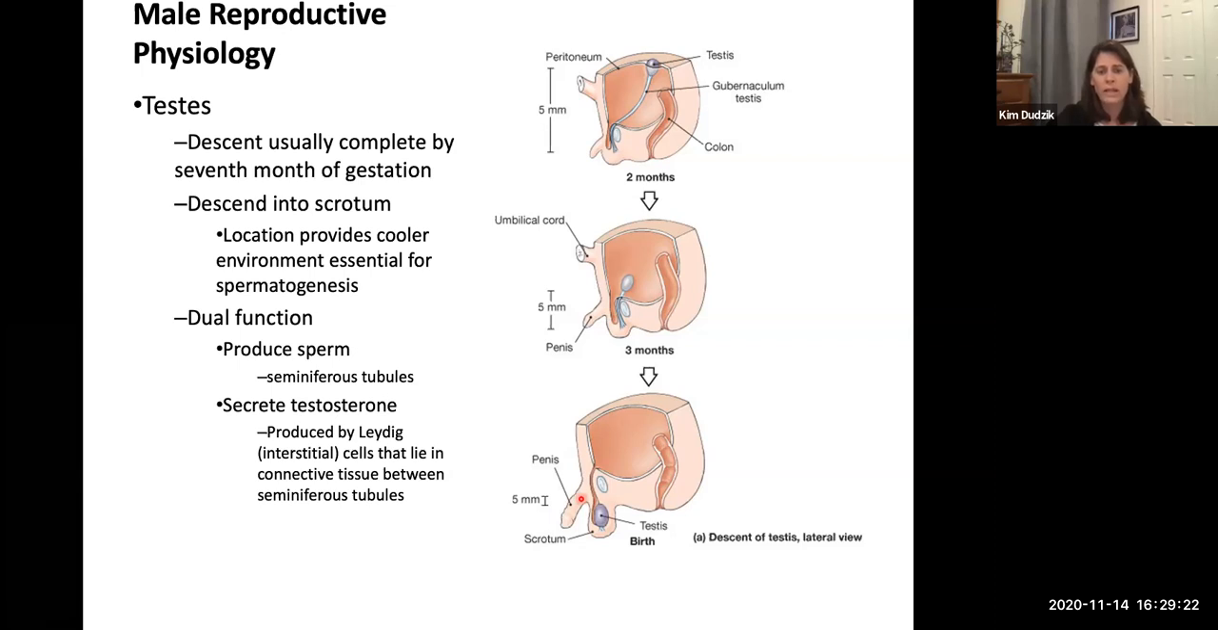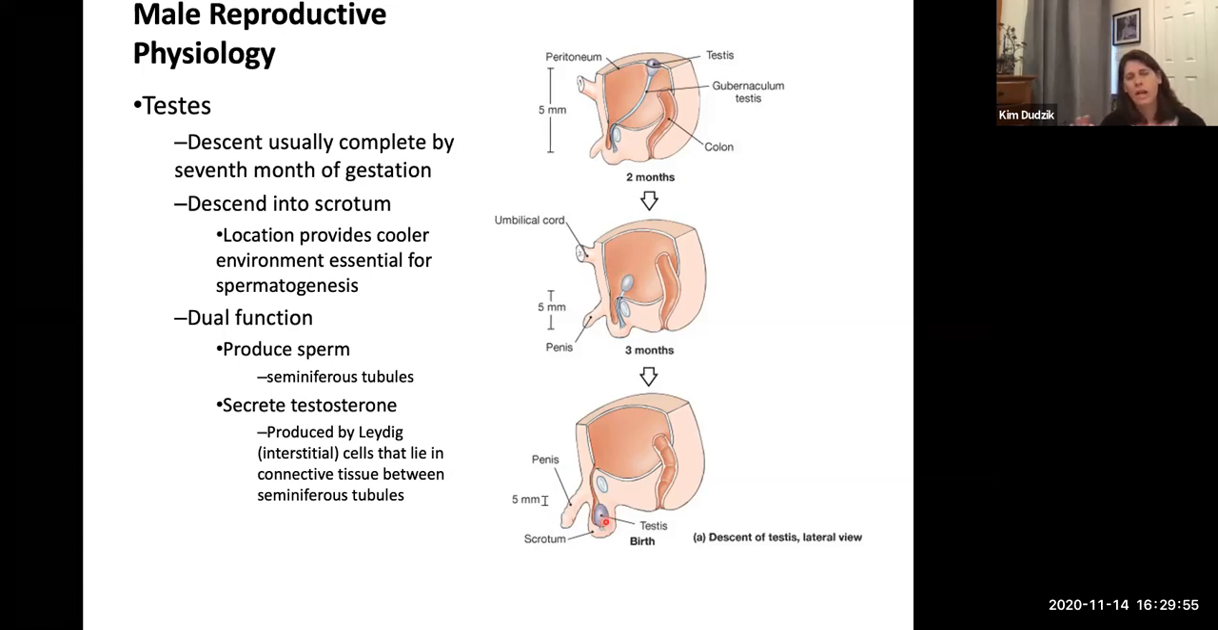What I want to get at then is the function of the testes. Their function is to produce sperm. We're going to look inside of the testes in just a minute and see coils and coils and coils of tubes in there where the sperm develop. And then they're also to produce testosterone. This is the main organ in males that will produce testosterone. There are types of cells in there called Leydig cells, also known as interstitial cells, and those are the actual cells that produce testosterone.